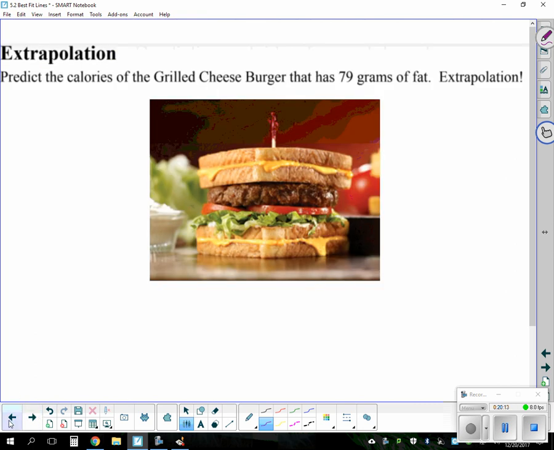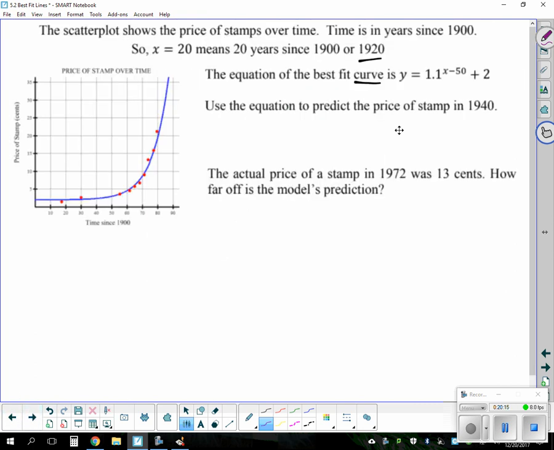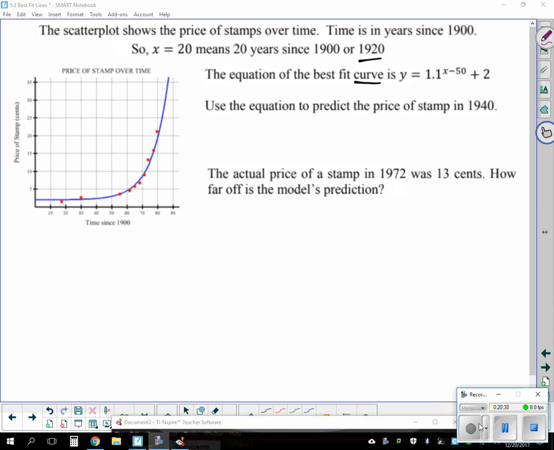Okay? So I want you guys to pause the video. I want you to enter the scatter plot in your calculator. I want you to put this as your best fit line equation. Again, you have to follow those directions where you've already been given the equation. And then I want you to use your scatter plot and your equation to answer these questions. So pause the video and get that done.